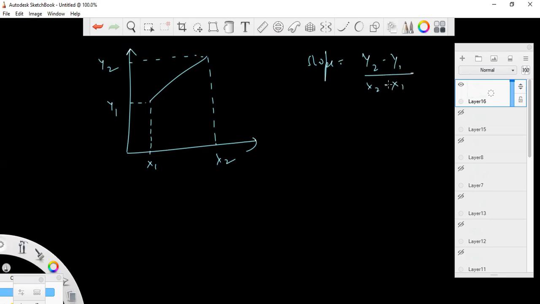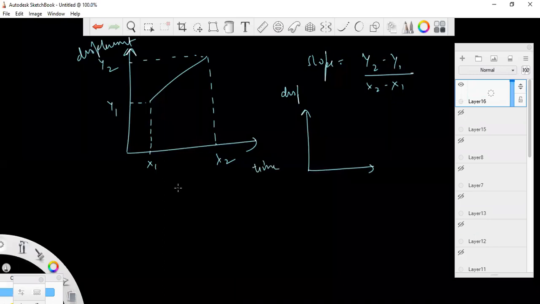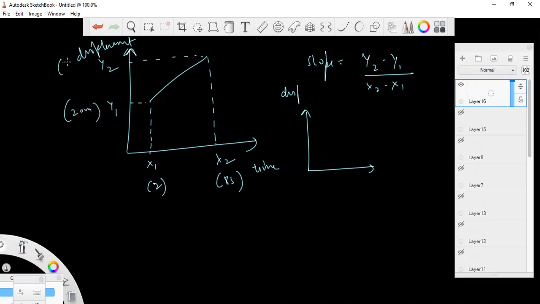Okay. Suppose I make you a displacement and time graph. This is your displacement and this is your time. Let me put some values as well. This is, let's say, 2 seconds. This is, let's say, 8 seconds. And this is displacement. So let's say this is 20 meters and this is 50 meters. Here I can say, because it's a linear graph, the displacement is increasing at a constant rate.